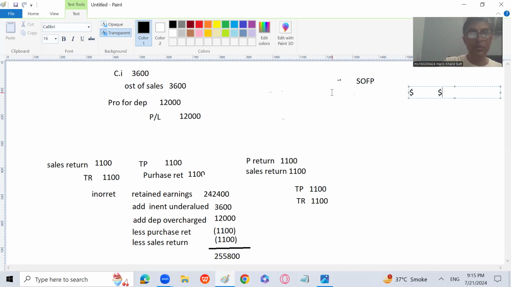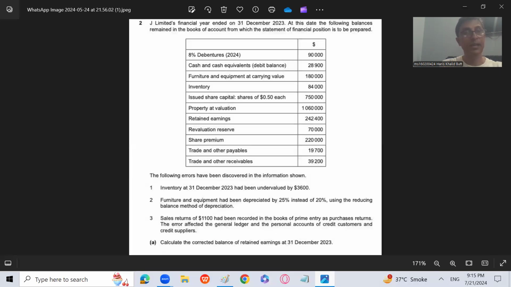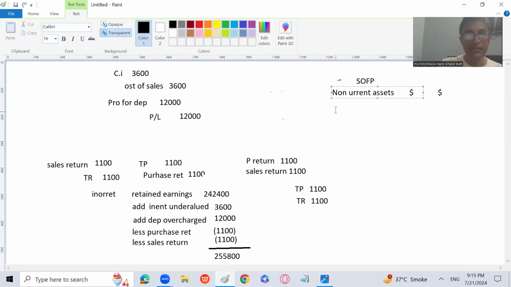So first of all, I'm going to write the non-current assets, because in the balance sheet, first of all, we have to write non-current assets. And if you see the non-current assets available in the question, let's go to the question again. First of all, that is furniture and equipment. But other than furniture and equipment, I think we have another asset, that is property at valuation, 10,60,000. Well, let's write that first.